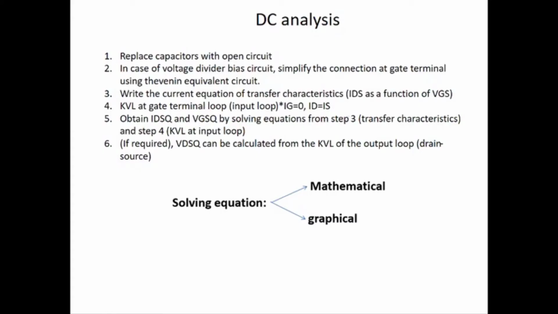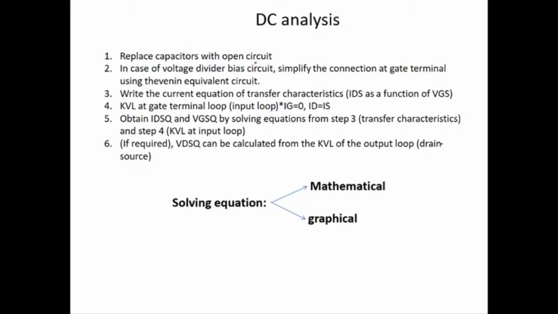Okay. So this next part, we want to know how we can do the DC analysis of the bias circuit. The objective of this analysis is to determine the Q point of the transistor with a certain circuit configuration.